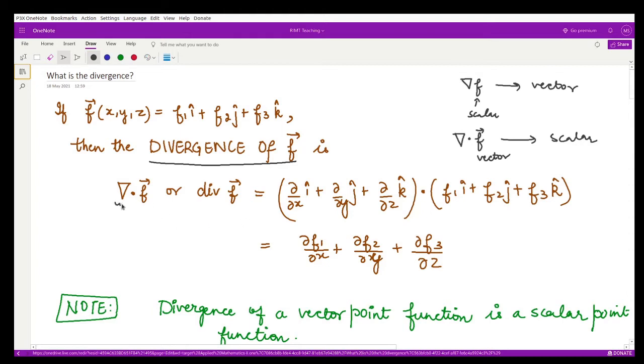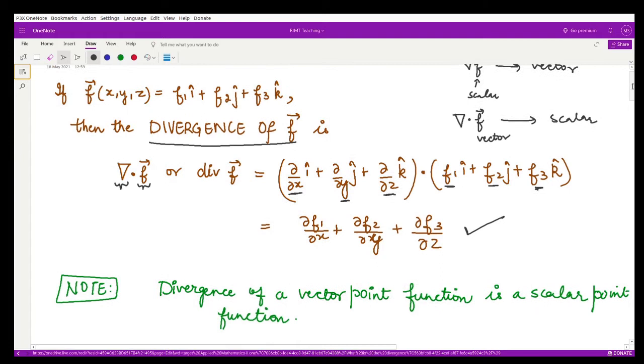What is the definition for this del? It is del by del x i cap plus del by del y j cap plus del by del z k cap, dot with vector f, and vector f is f1 i cap plus f2 j cap plus f3 k cap. So when you take the dot product, you multiply i with i, and so on. So you have del by del x of f1 plus del by del y of f2 plus del by del z of f3. So this is your divergence of the vector f.